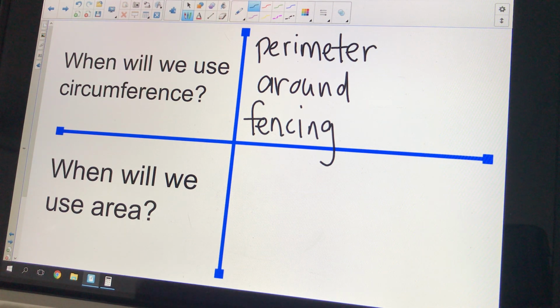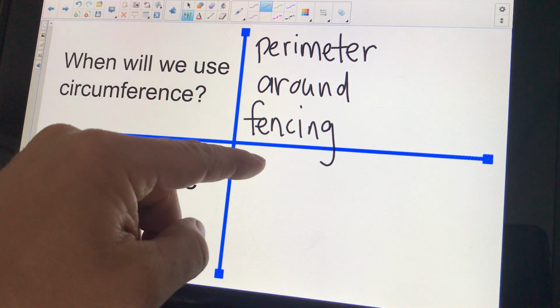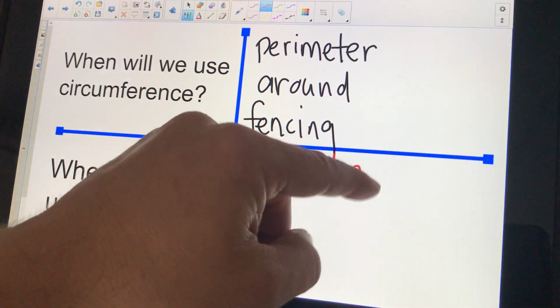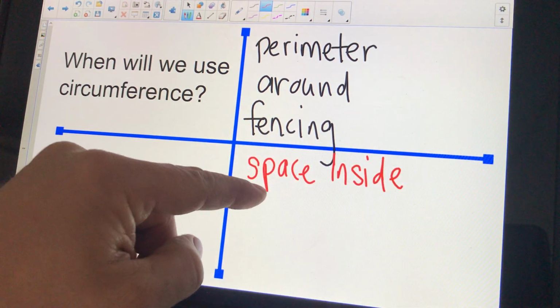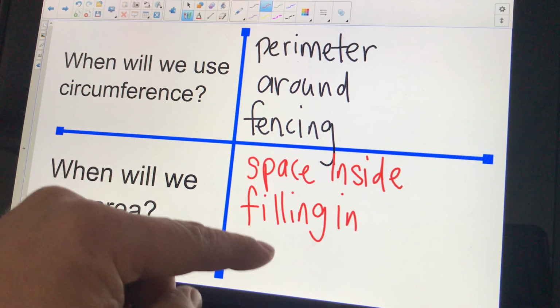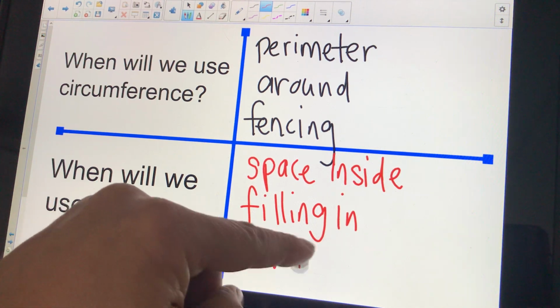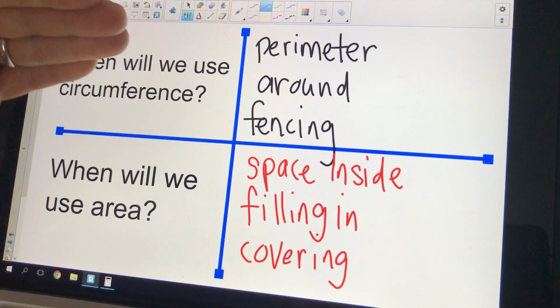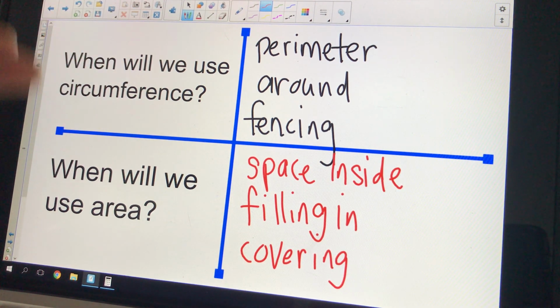When will we use area? That's the space inside. So we might see something like we're filling in, or covering. Like, let's say I had a bowl and I needed to cover it with tinfoil. If I was covering it, that would be area. If they said, what's the measurement around the bowl? Well, that would be circumference. So we've got to look for those differences.